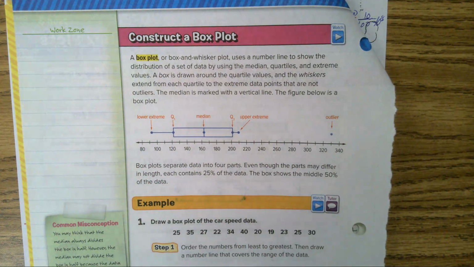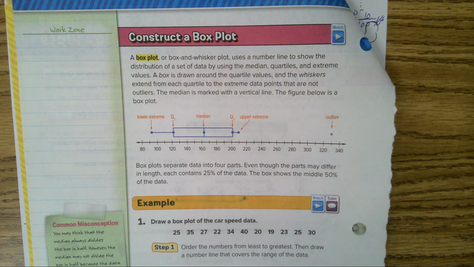A box is drawn around the quartile values and the whiskers extend from each quartile to the extreme data points that are not outliers. Okay. The median is marked with a vertical line. The figure below is a box plot.